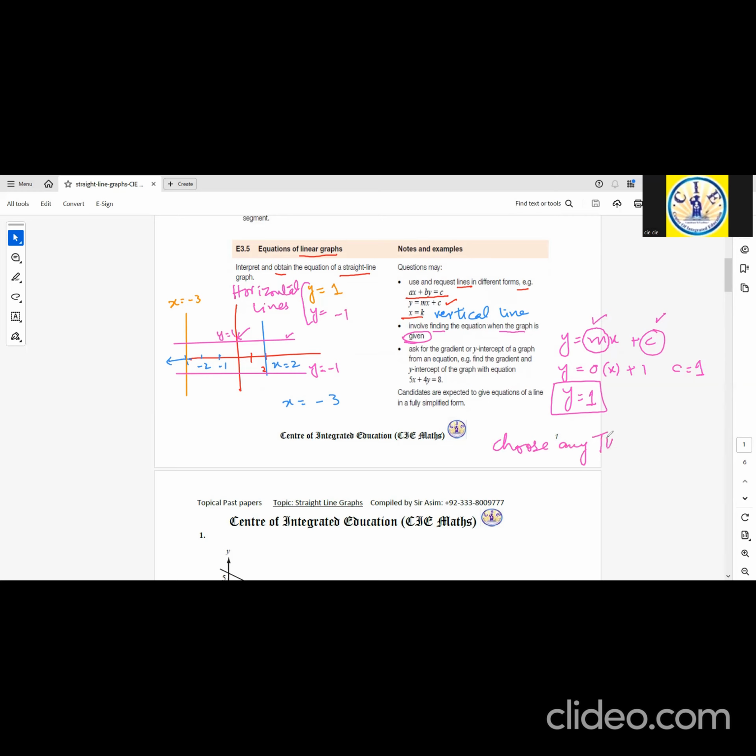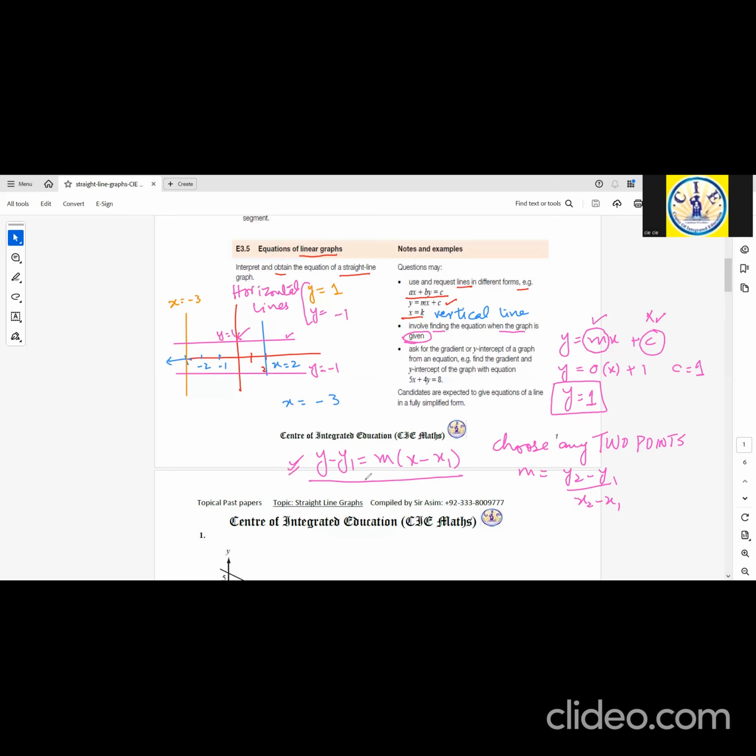any 2 points on the line, and then we would use the formula for the gradient, y2 minus y1 divided by x2 minus x1, and then we would see where the line intersects the y-axis, or we can use this form as well: y minus y1 is equal to m times x minus x1, if the line is not intersecting the y-axis and it does not have any y-intercept c. So we can use this form of the equation as well to find the equation of the line.